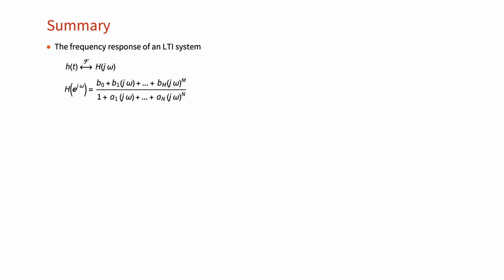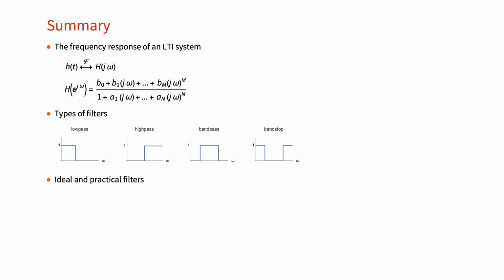In this lesson, we looked at the frequency response of a continuous time LTI system, and we saw that they can be written as rational polynomials in terms of powers of j omega. We looked at 4 different types of ideal filters. We went over characteristics of ideal and non-ideal or practical filters. We saw several examples of signal processing with ideal and practical filters. And we finally looked at the effect of nonlinear phase on a periodic signal.